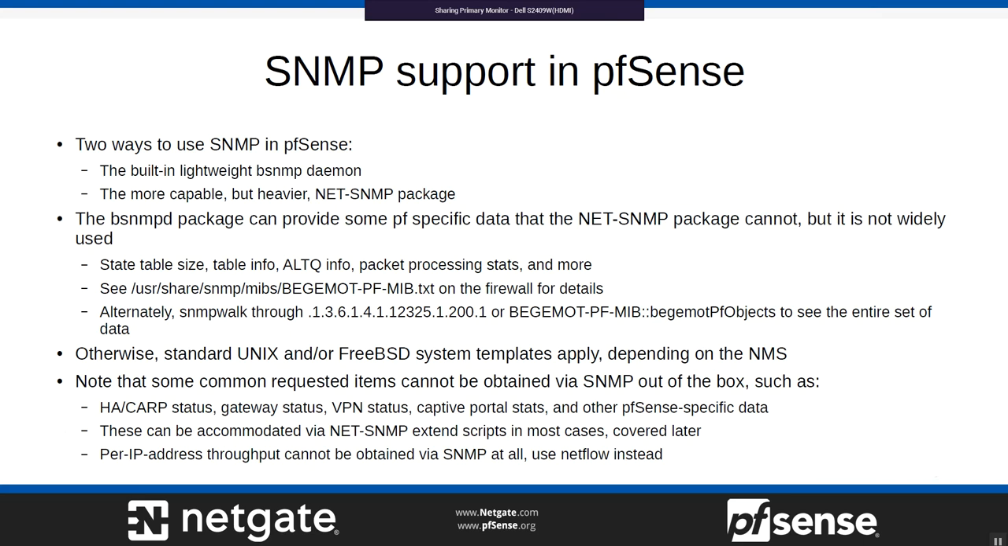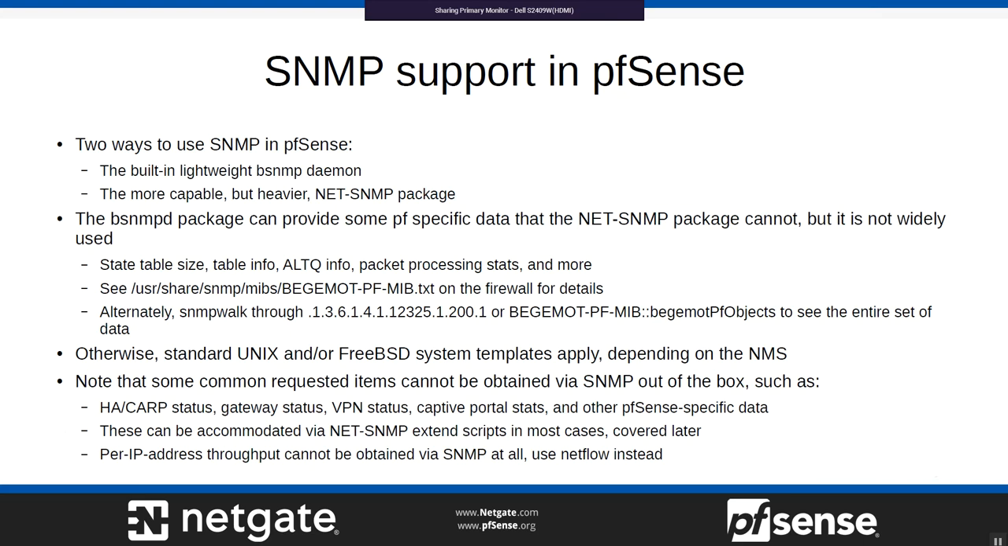And ideally, if you have the MIB loaded into your SNMP client or NMS, it can actually show you the names of all those objects, and you don't just have to guess at what's what. But otherwise, if you're looking for non-PF things, standard Unix or FreeBSD system templates apply. Depending on your NMS, there's probably a template for either a standard Unix system or a standard UCD-style system that would work. But again, it varies a lot based on your software.